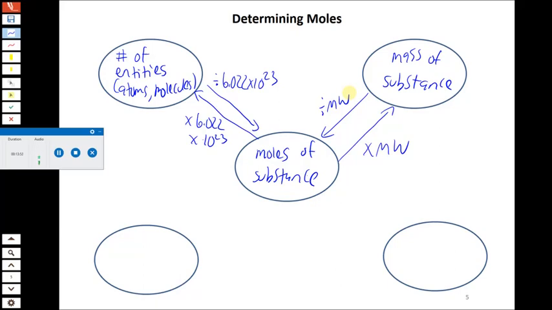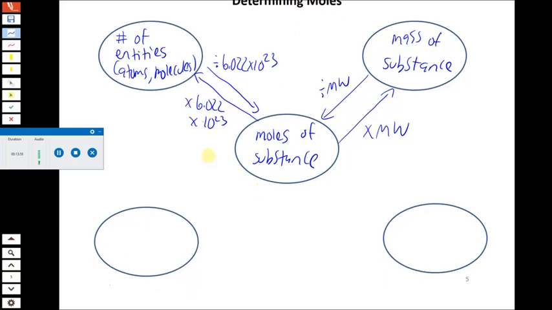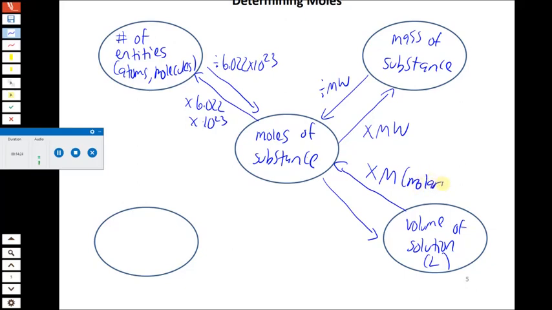And then the ones that we learned more recently in Chapter 6, we had a lot of details about aqueous solutions, where we have volume and molarity. So if we know the volume of an aqueous solution, or really any solution that has a defined molarity, if we have that volume specifically in liters, we can use the molarity to convert between moles and volume of solution. All right, so if we want to go from volume to moles, we would multiply by the molarity. And if we want to go from moles to liters of solution, we would divide by molarity.